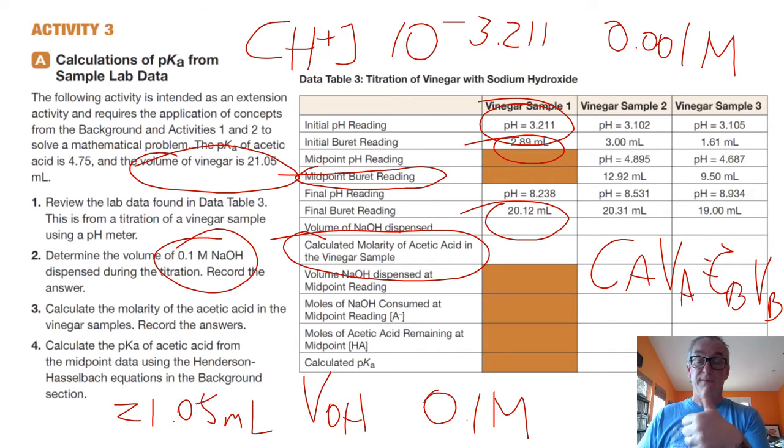We can figure out how many moles of base were used at that point. Then that'll tell us how many moles of acetate ion were produced. If we know how many moles of acetic acid there were at the beginning, and we know how much of that was converted to acetate ion halfway through, then we can calculate both how much acetic acid is left and how much acetate is there, and what's the ratio of acetate to acetic acid. That way we can figure out our pKa. So let's do that next.